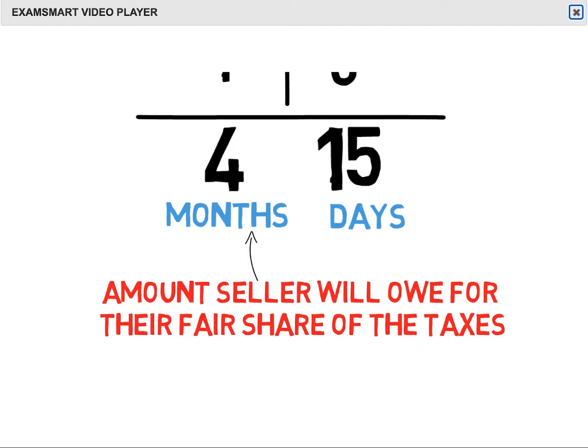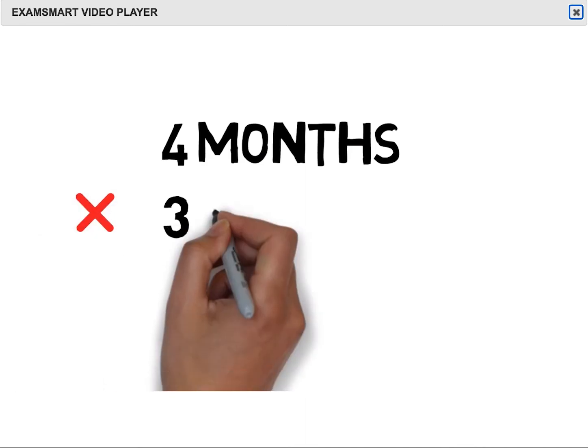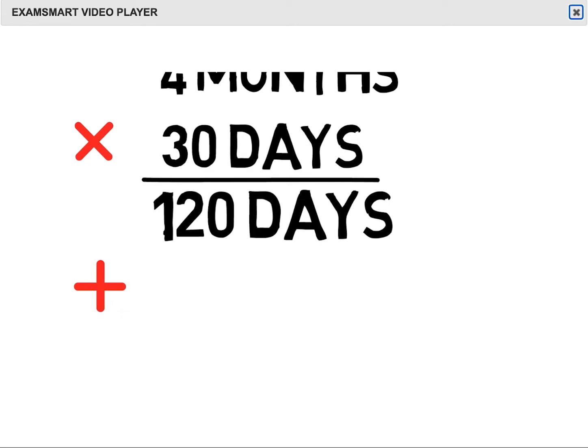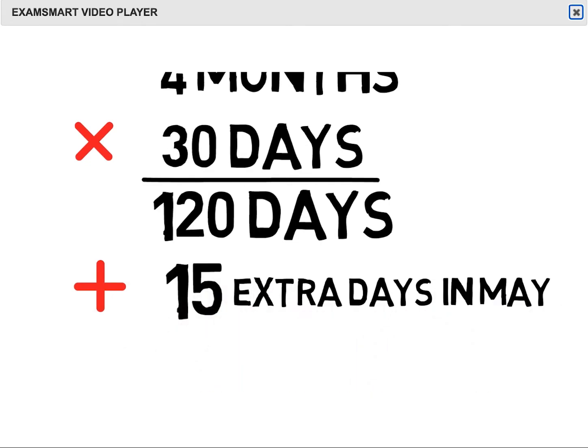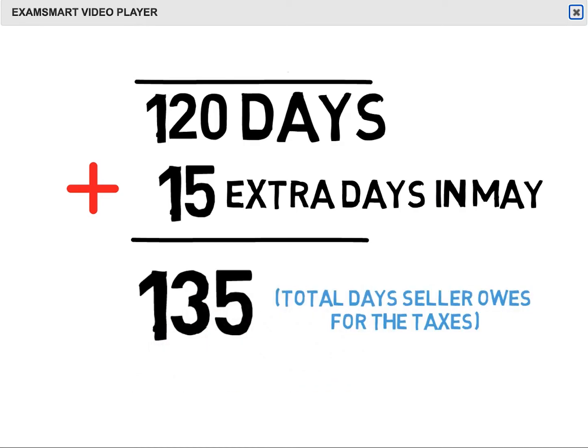Let's convert that straight to days. We'll take 4 months times 30 days in a month to give us 120 days, plus 15 extra days in May to give us a total of 135 days. 120 plus 15 gives us 135 total days the seller owes for the taxes.